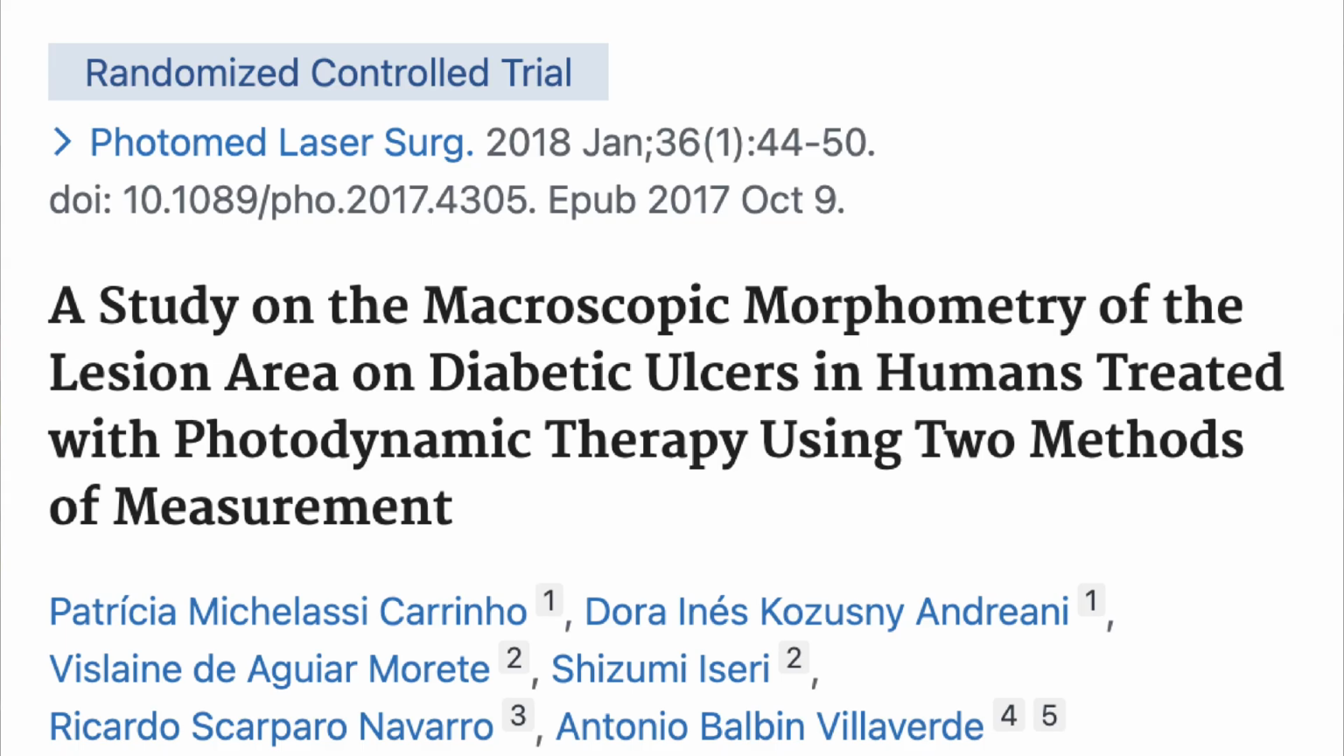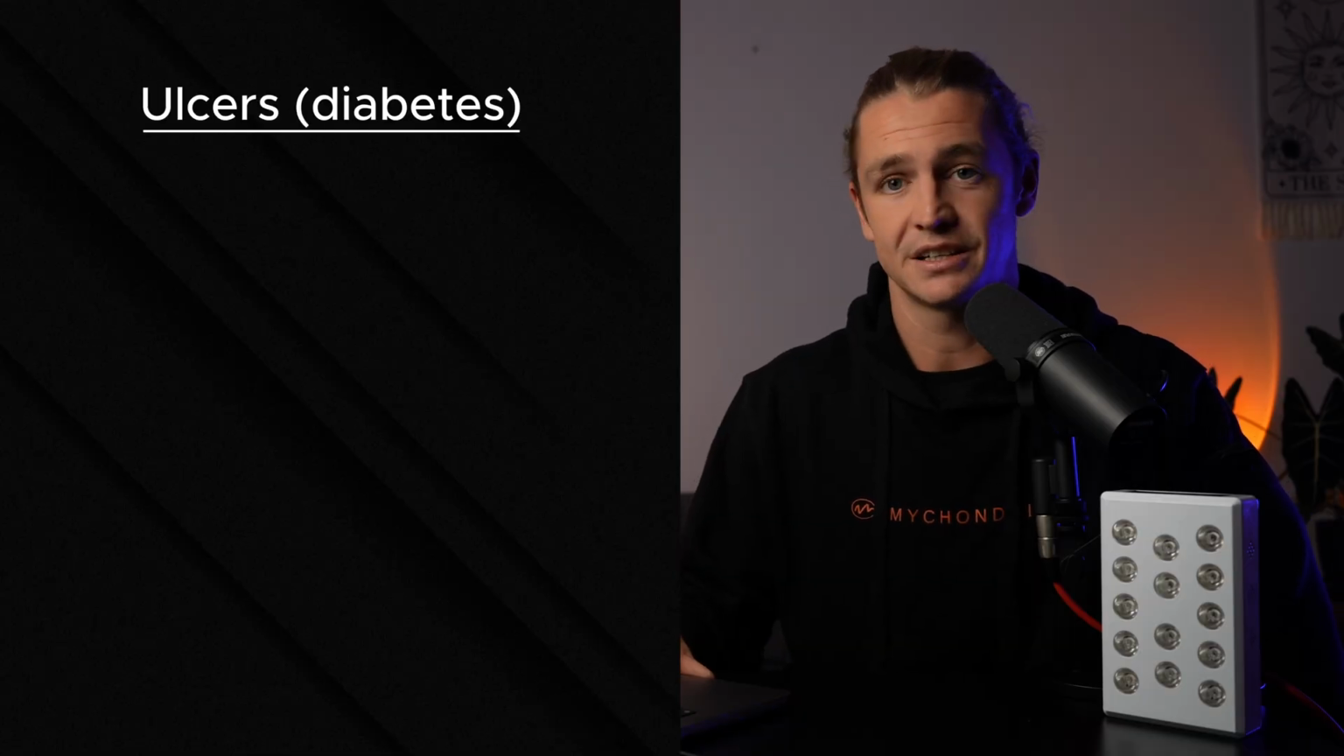The last one is called A Study on the Macroscopic Morphometry of the Lesion Area on Diabetic Ulcers in Humans Treated with Photodynamic Therapy Using Two Methods of Measurement. So this one is treating ulcers in diabetic patients.